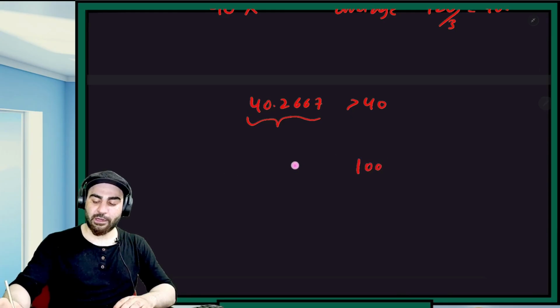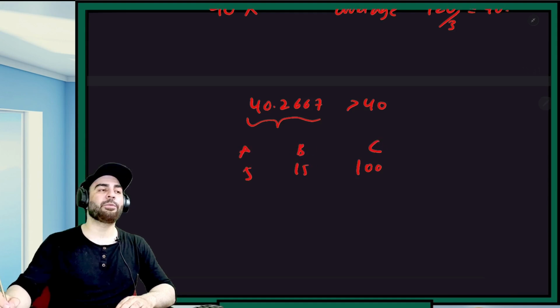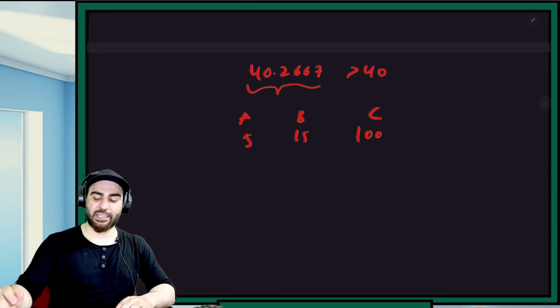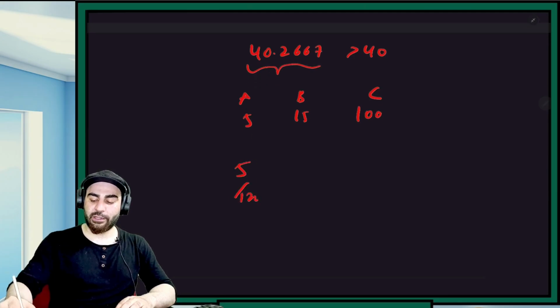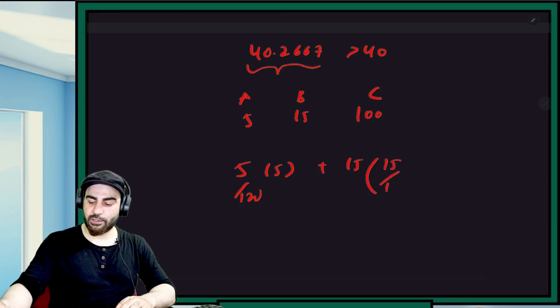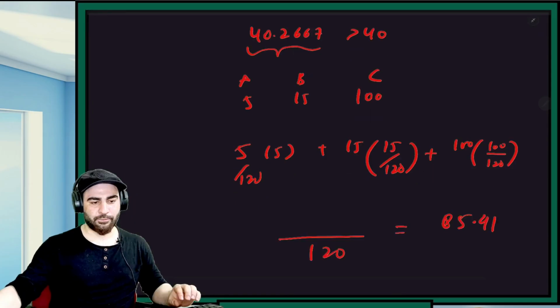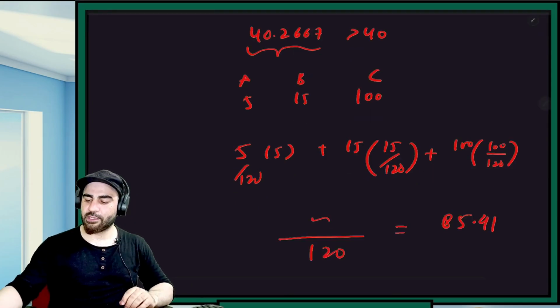Then we have 15 and 5. This is bus A, bus B and bus C. Now if you compute the expectation of this, it will be 5 by 120 multiplied by 5 plus 15 into 15 by 120. Can somebody do the calculations for me? Plus 100 into 100 by 120. Can somebody open up the calculator and do the calculations? So here this comes out to be 85.41.